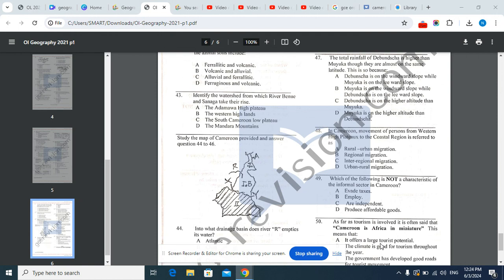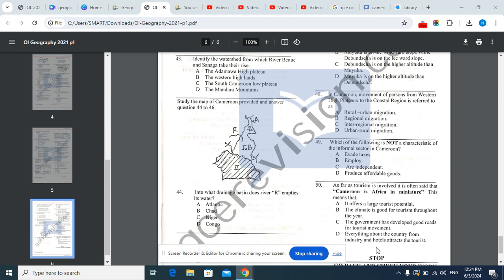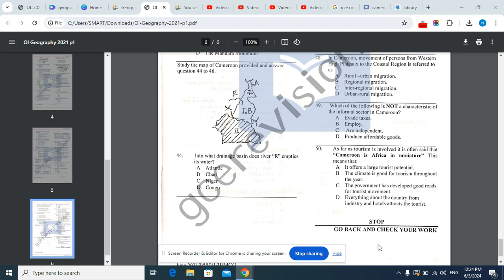Study the map of Cameroon provided and answer questions 44 to 46. Question 44. Into what drainage basin does River R empty its water? The answer is C.